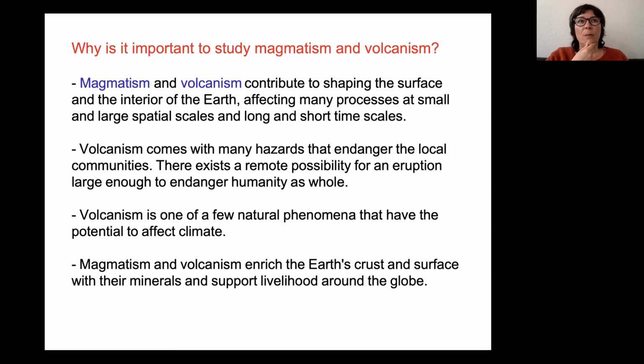And if we understand magmatism and volcanism, then we have a better chance to use these resources in a better way. So obviously my course will not be very applied. It will be more theoretical, as you probably are used to from other teachers, but I will try to show you all these links as we go on and talk. If you have any questions, please, you can also interrupt me and ask the question.